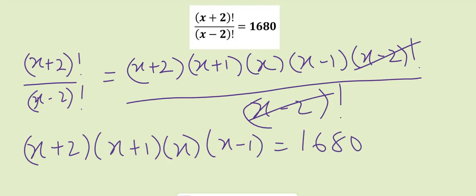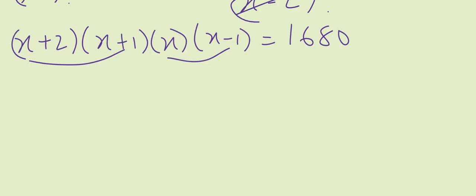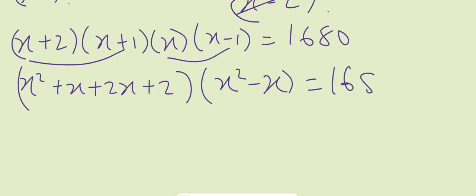The next thing is to expand. If I expand the first two and the last two, let's see what we have. Expanding the first two, I have x squared plus x plus 2x plus 2 multiplied by expanding the last two. So I have x squared minus x equal 1680.